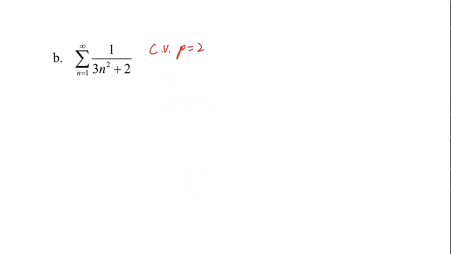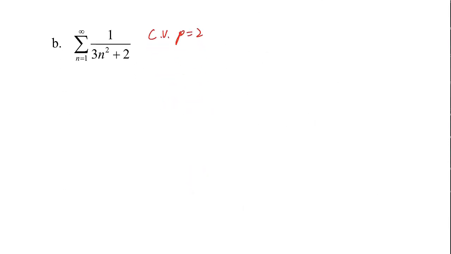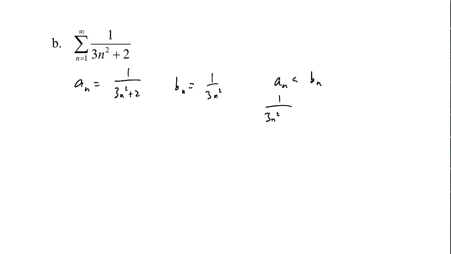All right, let's move on. So I said that this looks like a convergent P series. So let's pick a P series that is bigger. So a sub n is 1 over 3n squared plus 2. And I'm going to let b sub n be 1 over 3n squared. Yeah, I could drop the 3 if I wanted to. But let's see, I want a sub n to be less than b sub n. So I want 1 over 3n squared plus 2 to be less than 1 over 3n squared.